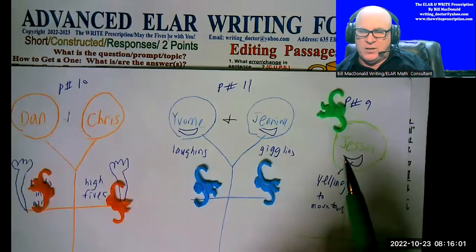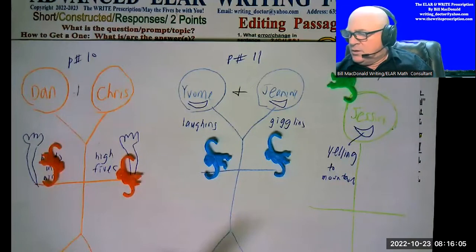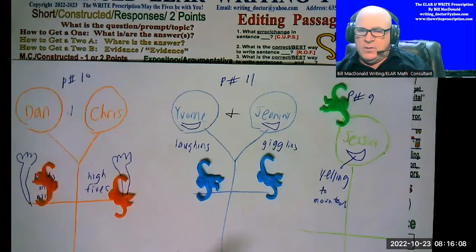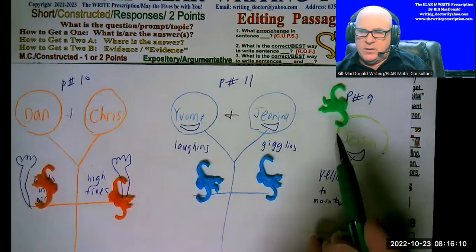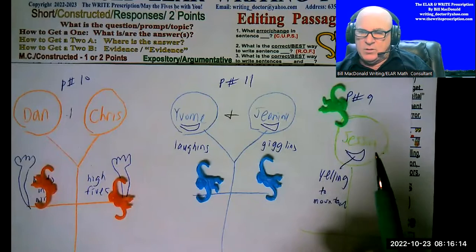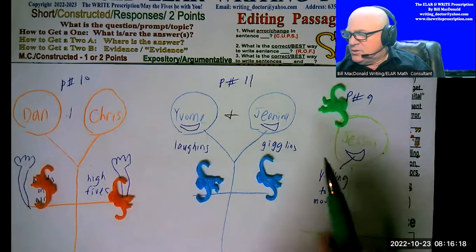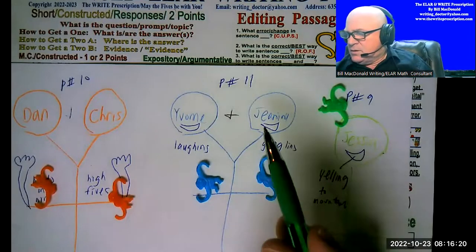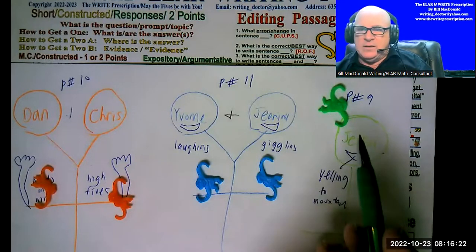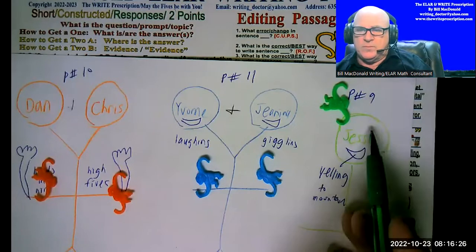These are Jonathan's friends. Then you can color code and say, okay, I'm going to use Jessica's pair as green. What was she doing? She was yelling to a mountain, not to Yvonne, Janine, Dan, Chris, or Jonathan, but just to the mountain. But what I recommend that you do is say to your kids, who's on first?